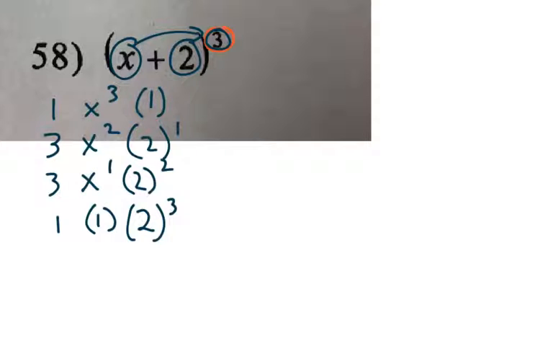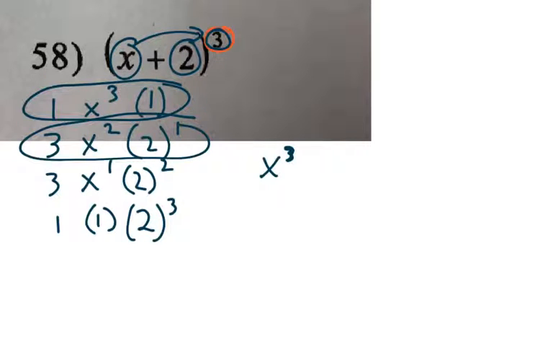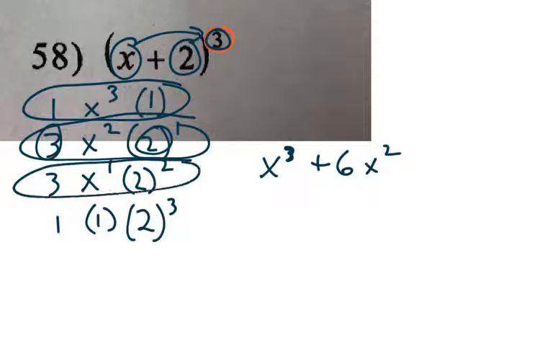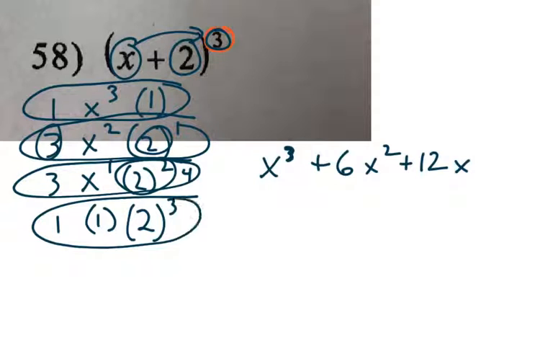And now, finishing up, I know my first term is simply x3, or x cubed, right? I know my second term is going to be 3 times 2, which is 6x squared. My third term, note the 2 squared is a 4. So 4 times 3 would be 12x. And finally, 1 times 2 cubed is simply 8.